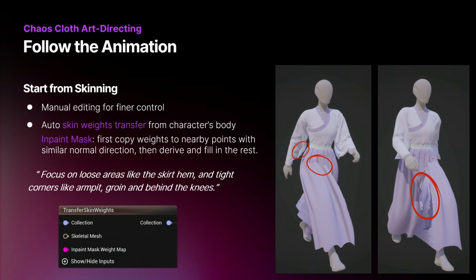Good animation following starts with good skinning. I want to highlight our skin wrap transfer here. It uses a more advanced transfer method called implicit mask. By default, it first copies or transfers the weight from the body to nearby points, and then derives and fills in the rest. In most cases, it gives smooth and reliable results.